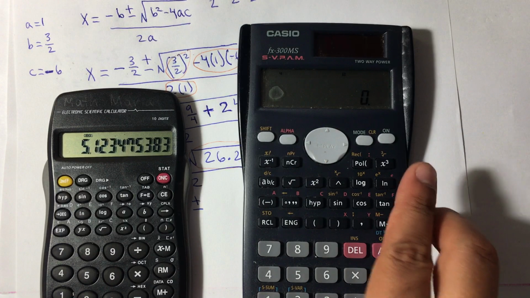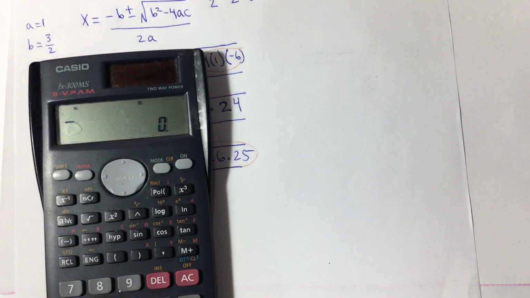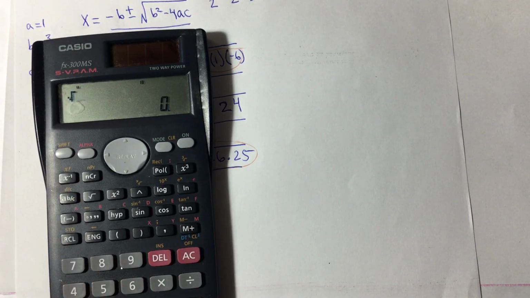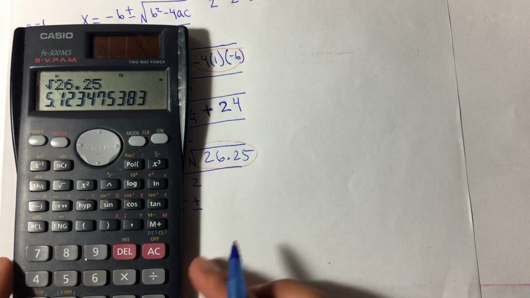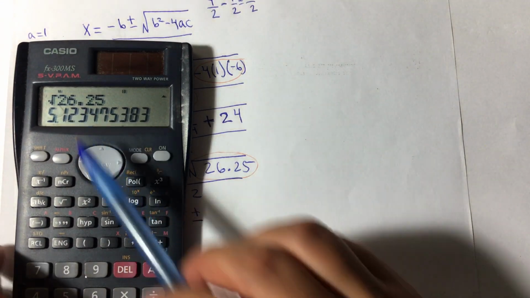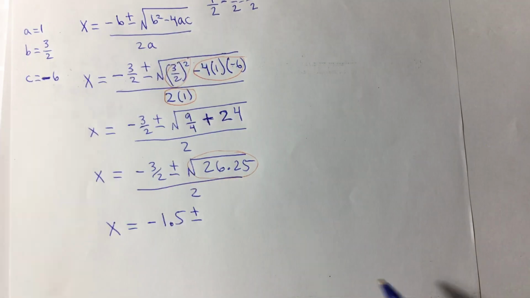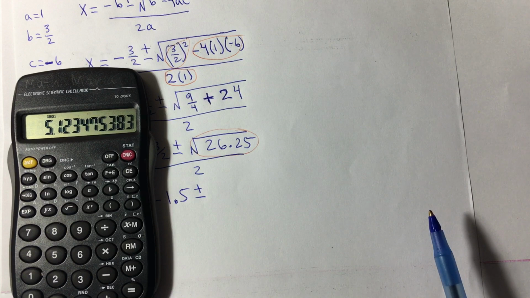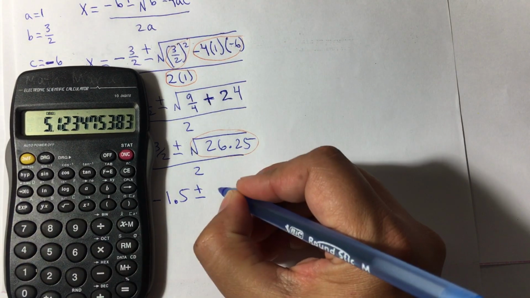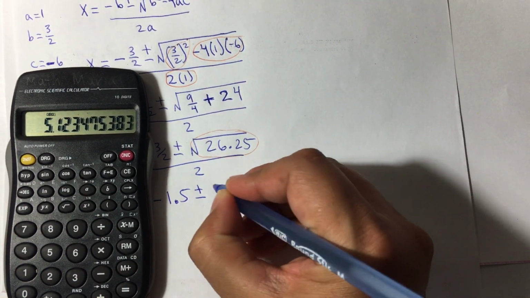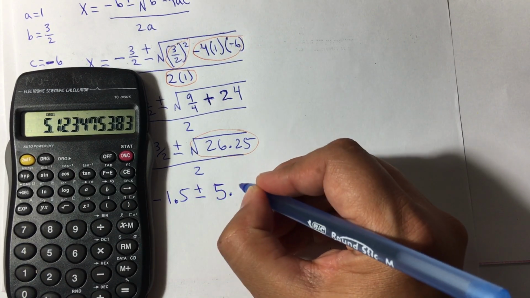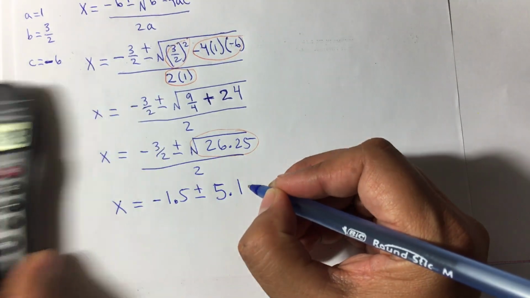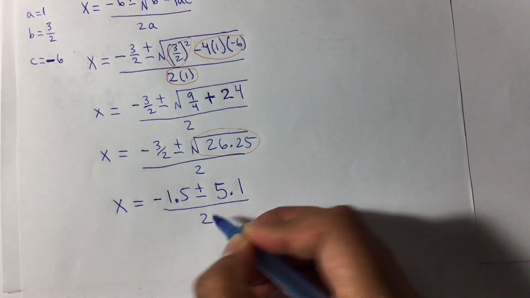Like in this one. You cannot see it because there's no light in there. So in here, you press the square root first and then 26.25. And then you press equal and you will get the same answer. See? But here you first press the square root. And this one, you first press the number and then square root. And the answer is about 5.1. It's just rounded, okay? Divided by 2.